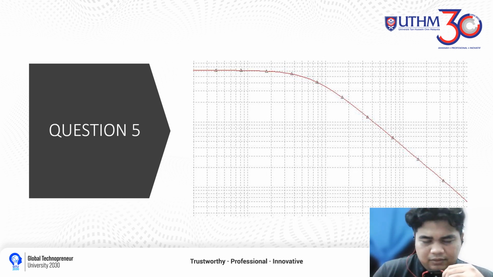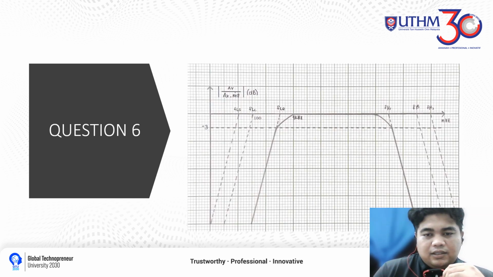And this is a high frequency cut-off graph, and this is the combination sketch from the handwriting sketch for the combination of the low frequency response and high frequency response, and we combine it into a Bode plot. And this is for question 6, and we get this graph. And also we got this graph in a simulation, but I don't show it here, it's in the report.